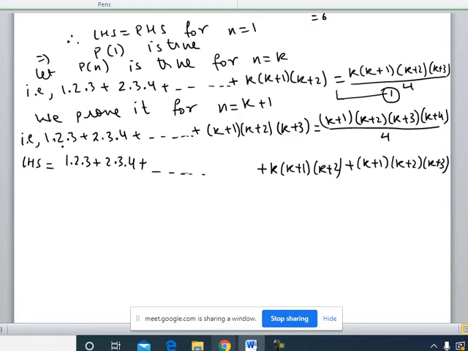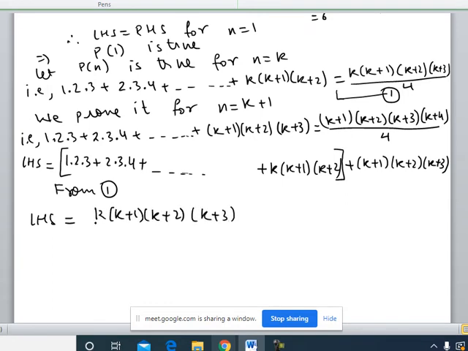Once done, we see the sum of these terms is known to us. Look at the first equation. From 1, we can now write the left hand side as: the sum of all these is equal to k, k plus 1, k plus 2, k plus 3, the entire term divided by 4. And there is one leftover term, which is k plus 1, k plus 2, k plus 3.